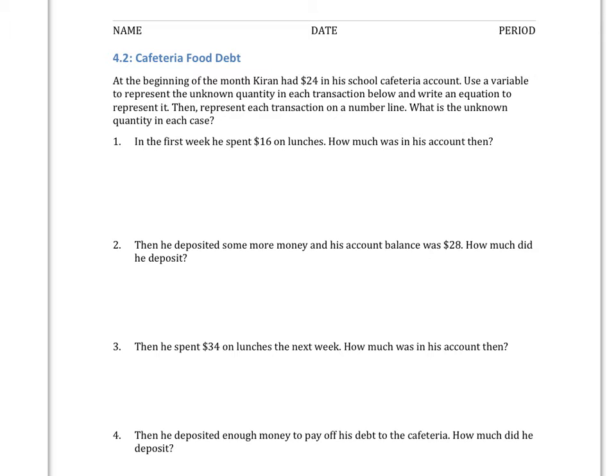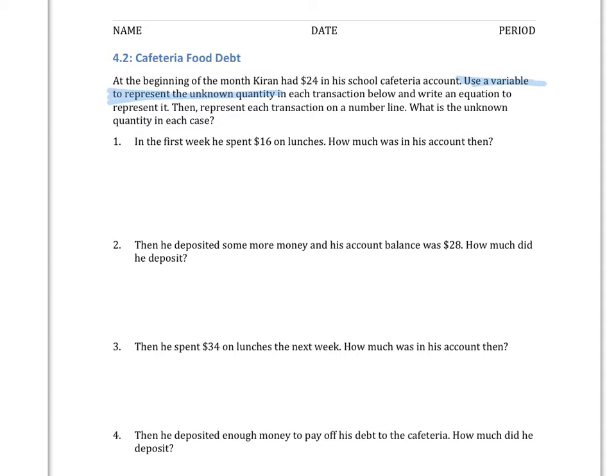So the problem says at the beginning of the month, Kieran had $24 in the school cafeteria account. Use a variable to represent the unknown quantity in each transaction. So that's important. The first thing it says, use a variable to represent an unknown quantity. So we need to be using x, y, p, c, whatever variable you want, but I need to see a variable in each situation. So that's the first important thing.